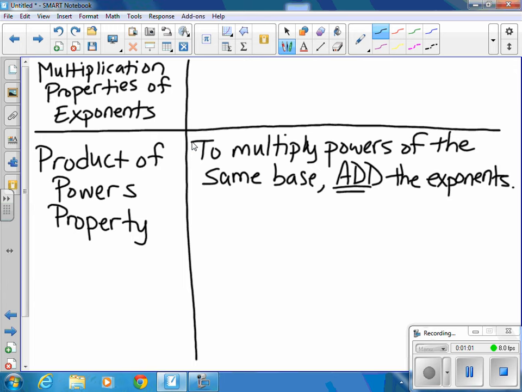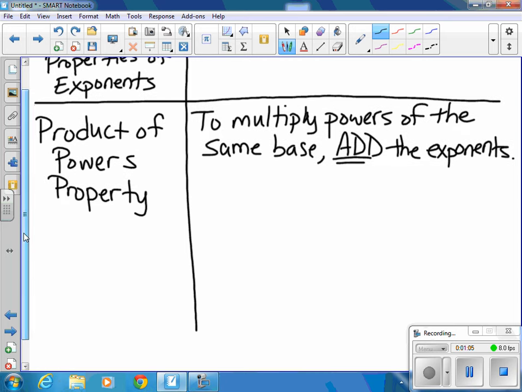For each one of these properties, I will give you a few examples so that you can make sure you're understanding what each one is saying. Here are the examples that go with the product of powers property. If you have 5 to the 3rd power times 5 to the 6th power, the base is both 5, so in your answer your base will stay a 5, but you're going to add the exponents together. 3 plus 6 gives you 5 to the 9th power.